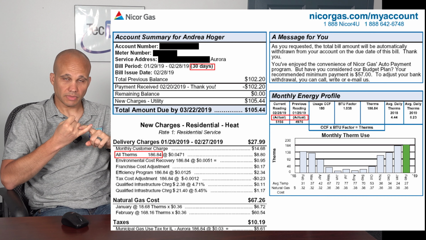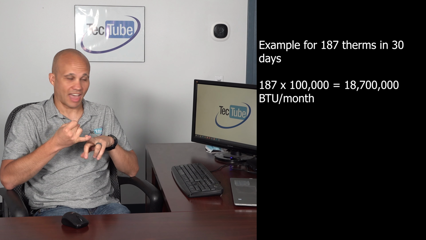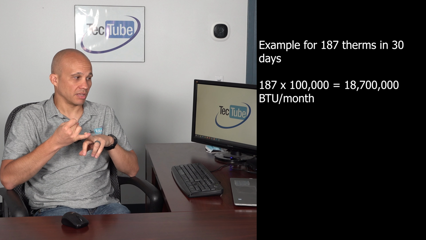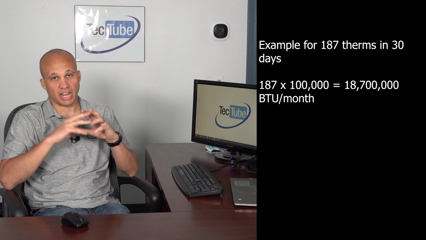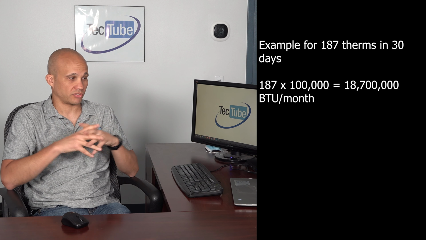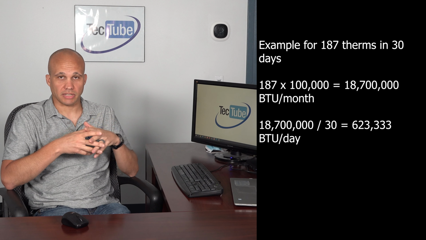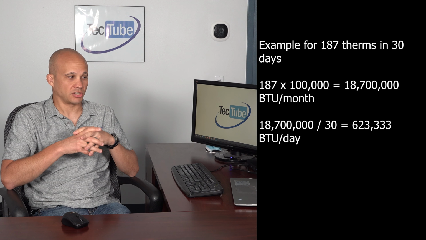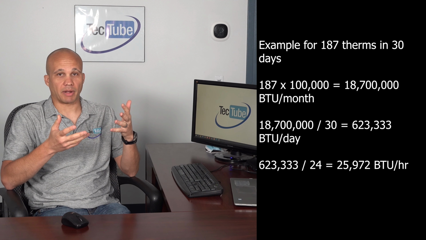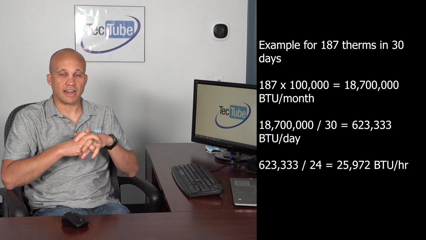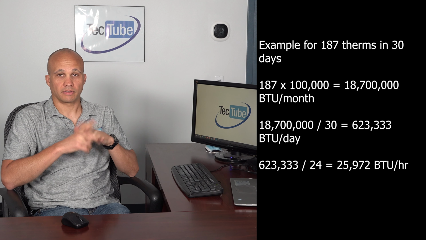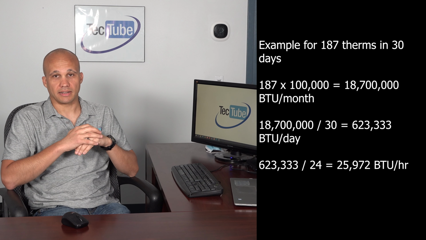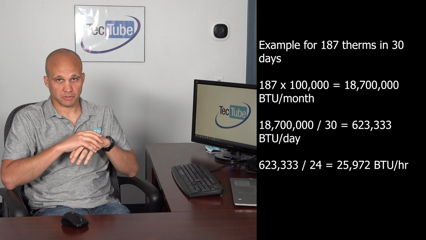So I'm going to take those therms, in my case, 187 therms for 30 days. 187 therms times 100,000 gets me 18,700,000 BTUs for the month. That's how much gas I used for that entire billing period. I'm going to divide that by 30 because I had 30 billing days in that cycle. That gets me 623,000 and change BTUs per day. Then I'm going to divide it by 24. That gets me 25,972 BTUs per hour. There's my load calc. That's how much heat I need to have. 25,000 BTUs for my house.